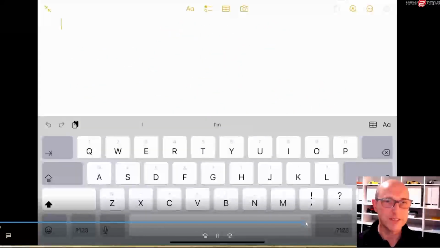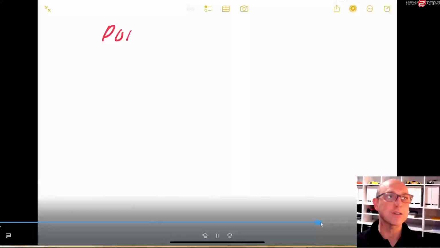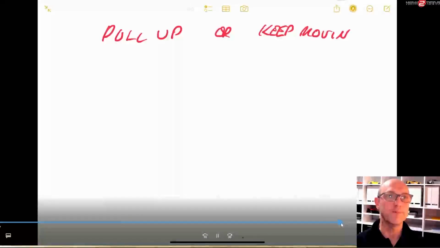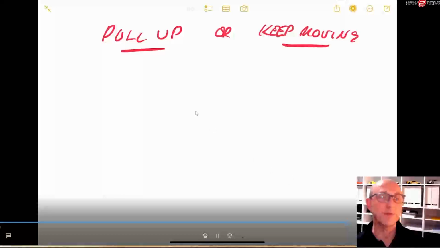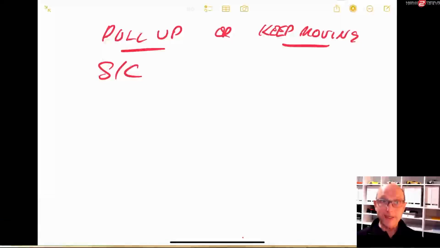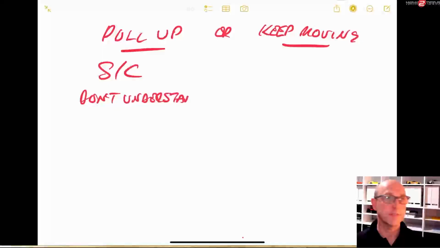So let's have a look at something I often get asked: do we need to pull up or do we keep moving? The decision is basically to pull up if there's been a safety critical incident, so if you've had to physically intervene, or if your pupil's distressed or shaken up from an incident, then pull up and give them a break. If they don't understand something, so you're going to need to explain something, maybe get the visual aids out, then this is a good reason to pull up and explain something.